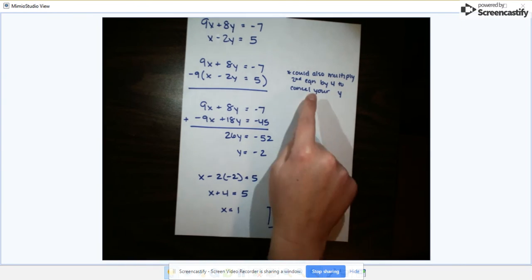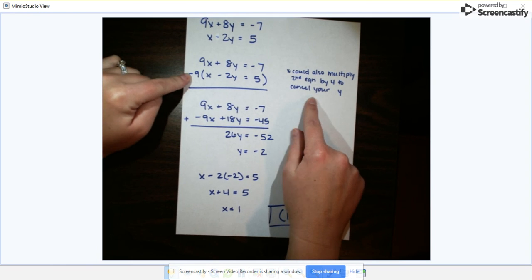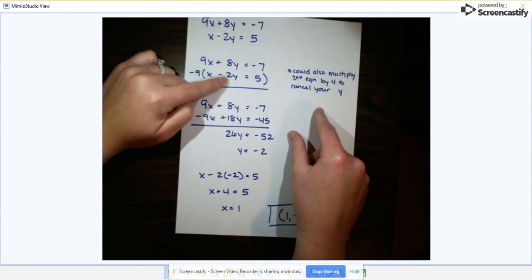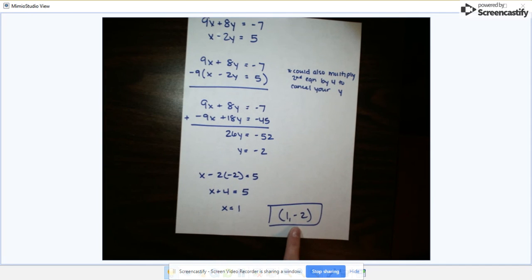I did make a note here. Remember, this isn't the only way we could have solved. We could have easily multiplied this bottom equation by 4, and then we would have canceled our y's. We would have gotten the exact same answer. So you can do it however you choose.